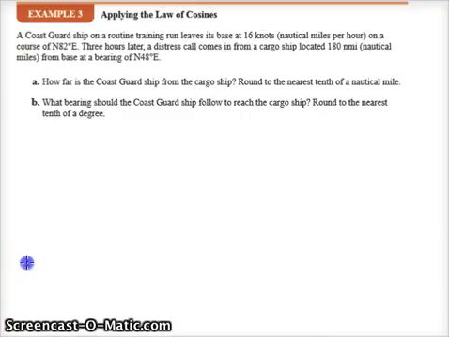So we have a problem involving bearings. This is north. It says that a Coast Guard ship on a route leaves its base at 16 knots on a course 82 degrees east. We're going to say that's going this way. It goes 16 knots for 3 hours, that's 48. So we went 48 nautical miles. Now remember, this angle right here is 82 degrees.